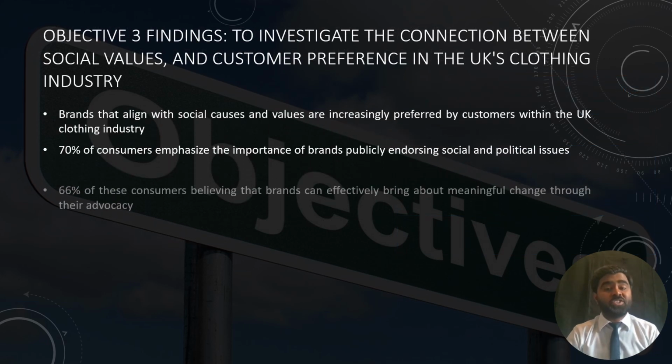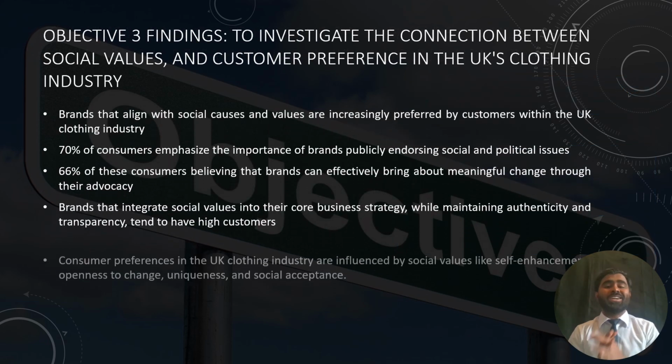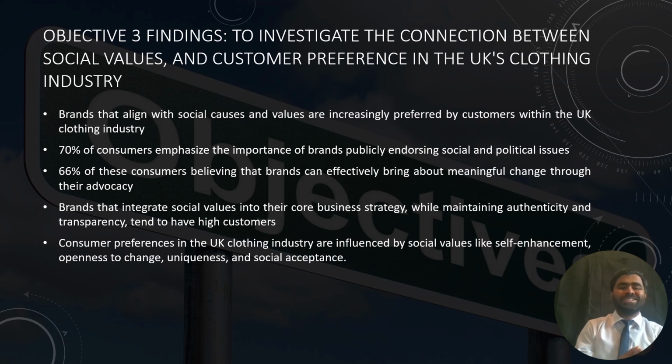Finding objective 3: to investigate the connection between social values and client inclination in the UK's clothing industry. First and foremost, consumer preference alignment. Brands that match with social reasons and values are increasingly favored by customers in the UK clothing sector, as evidenced by consumer predisposition towards companies that promote social causes such as Ben & Jerry's and Arnold.